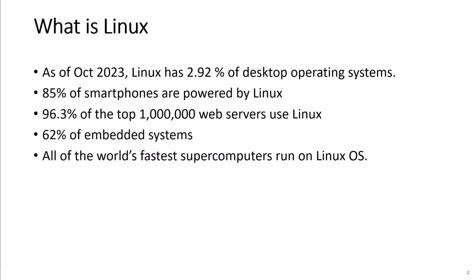As of October 2023, Linux has 2.92% of desktop operating systems, 85% of smartphones are powered by Linux, and 96.3% of the top 1 million web servers use Linux. Linux consists of 60% of the embedded systems. All of the world's fastest supercomputers run on the Linux operating system.